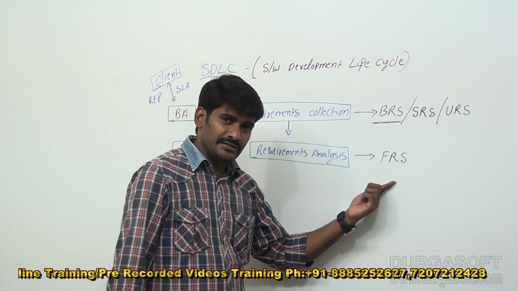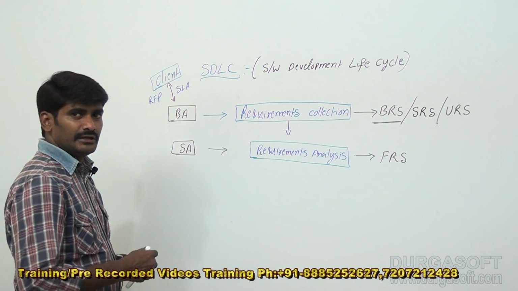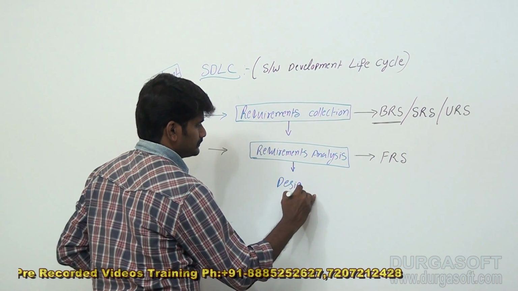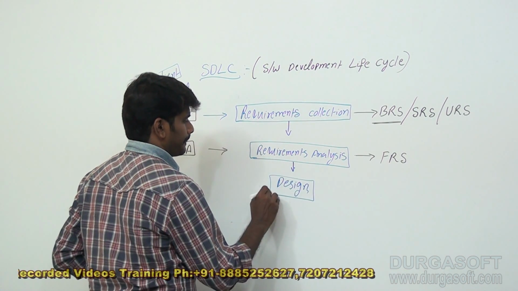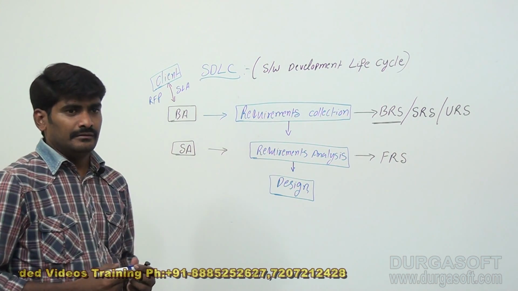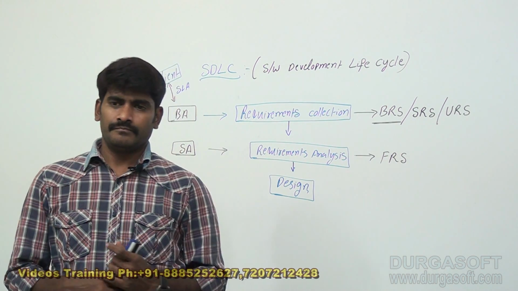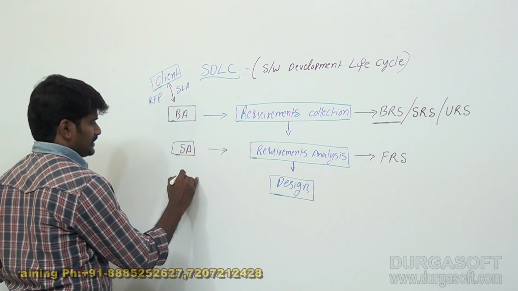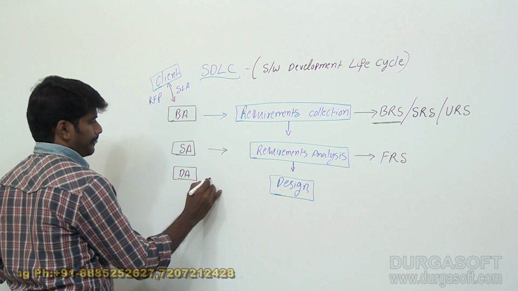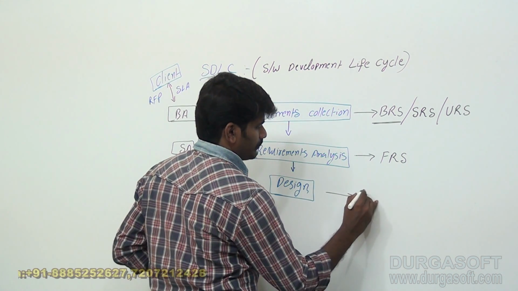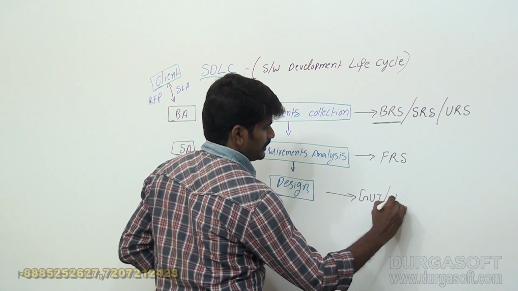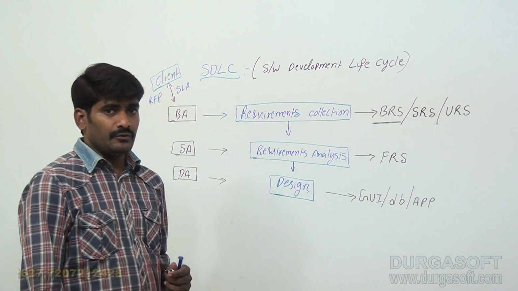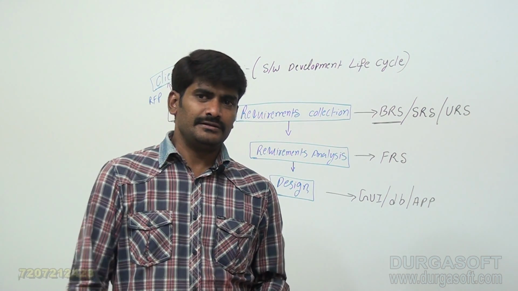Once this BRS and FRS are completed, these two will be given to the design architect for the designing purpose. For the designing purpose, they will give these two documents. So in this designing, the design architect will prepare some documents. Three types of documents are there: GUI designing, database designing and application designing.